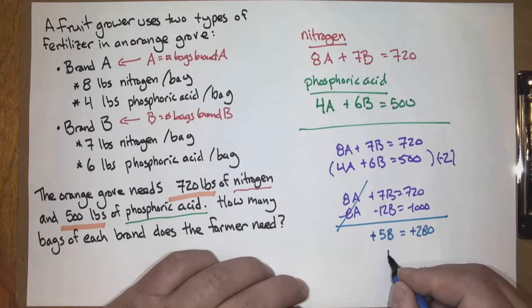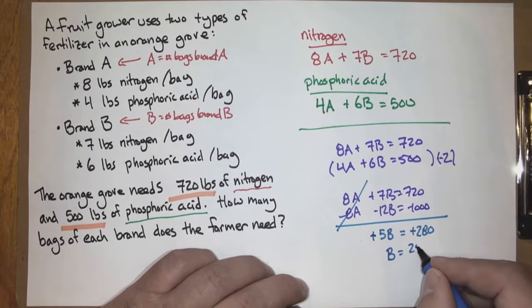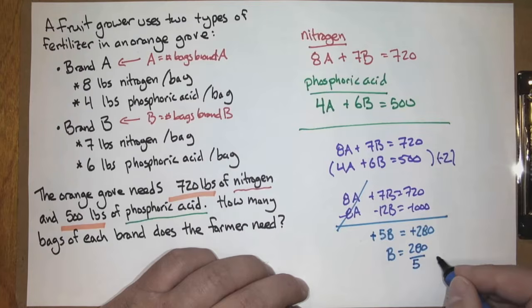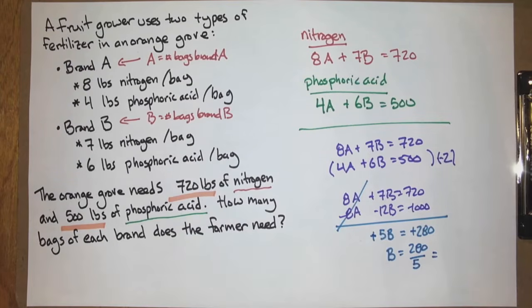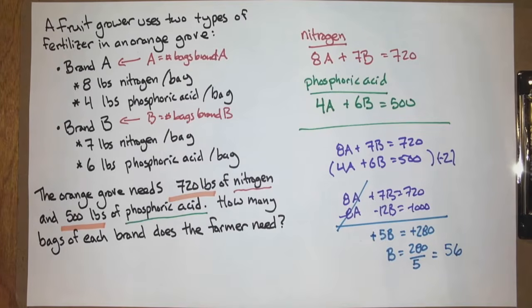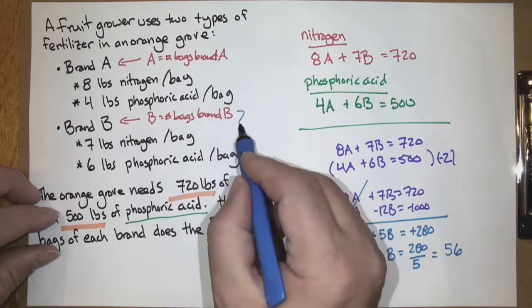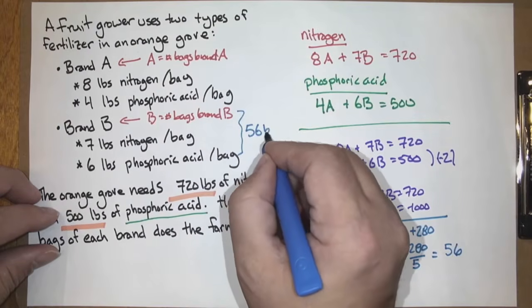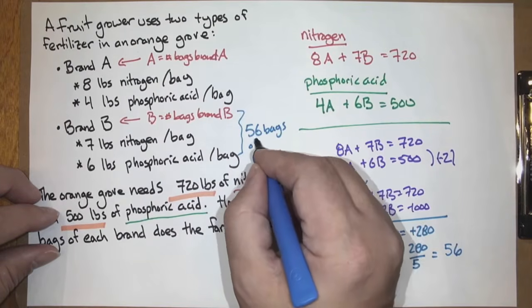So how do we get B? 280 over 5. And you pull out a calculator or other such device. Beep, beep, beep, beep. 56. All right, so that says we should buy 56 bags of brand B.